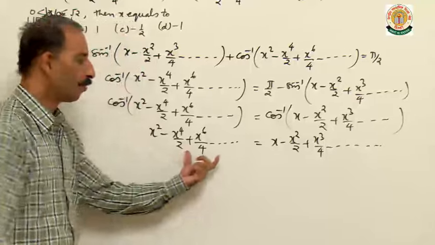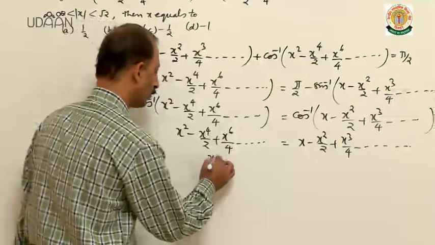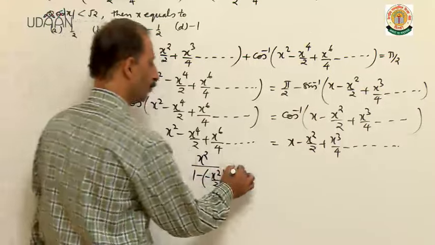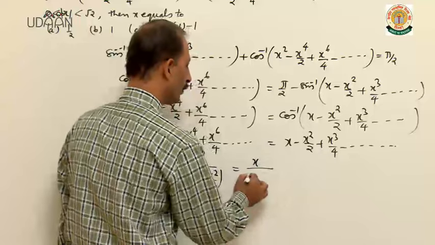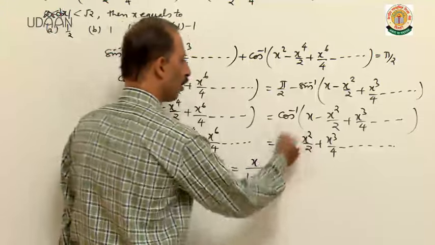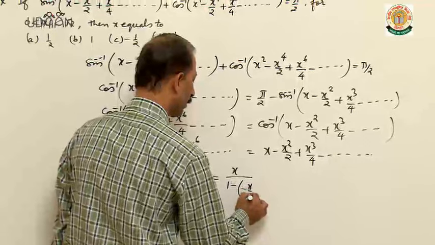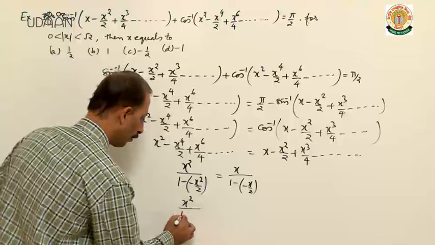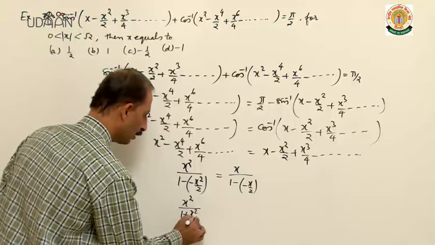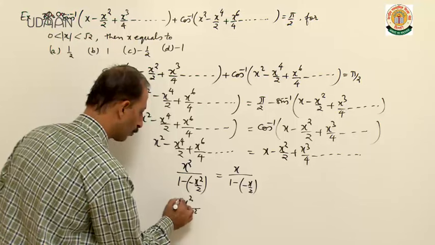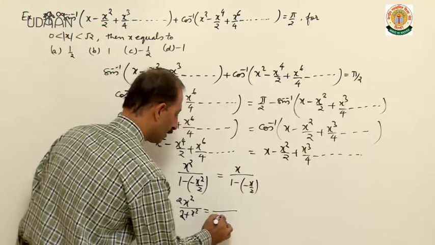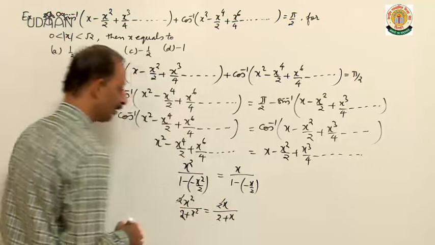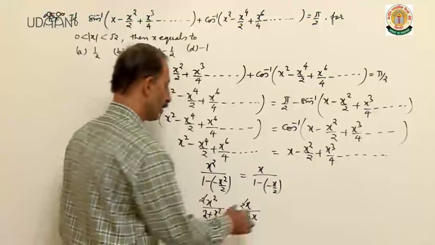So you know what is the sum of infinite terms? Use that one, a upon 1 minus r. For the first, a upon 1 minus r with r equal to minus x square upon 2, and here also use the identity a upon 1 minus r. What is the common ratio here? Minus x upon 2. Simplify this. So x square upon 1 plus x square upon 2, if you take LCM it becomes 2 plus x square upon 2. Here also you will take LCM, so the denominator becomes 2 plus x and this becomes 2x. 2 will be cancelled. If you do the cross multiplication, how much you will get?